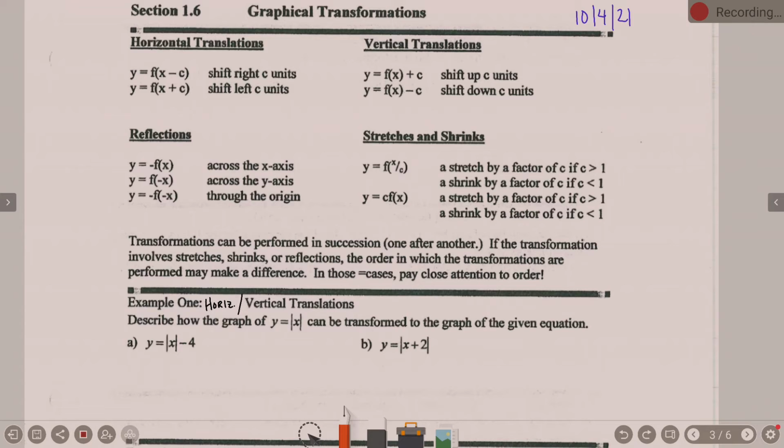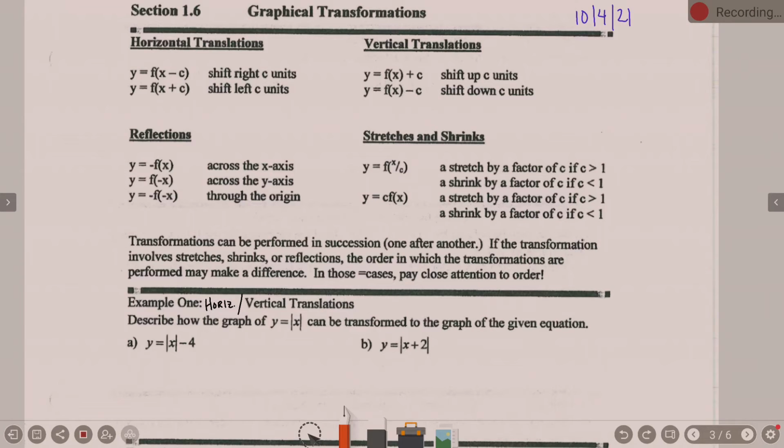We spent a lot of time, especially first semester, talking about our translations, reflections. We talked about stretches and compressions, I think is the vocabulary word we use there. This book says shrinks, so we're looking at these graphical transformations. Pre-cal, we're going to do a lot of the same, but we'll take it a little bit deeper too. So let's run through the top of our list and just review.